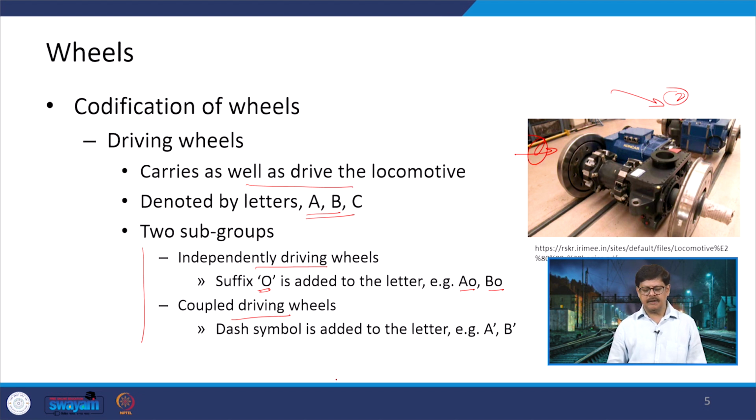But when there are coupled driving wheels, it means these two sets are coupled together and the same driving motor provides power to both of them. In that case, the symbol we use is a dash instead of O. So it becomes A dash, B dash, C dash, D dash, likewise.